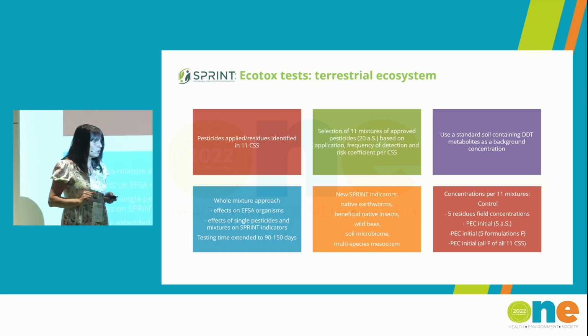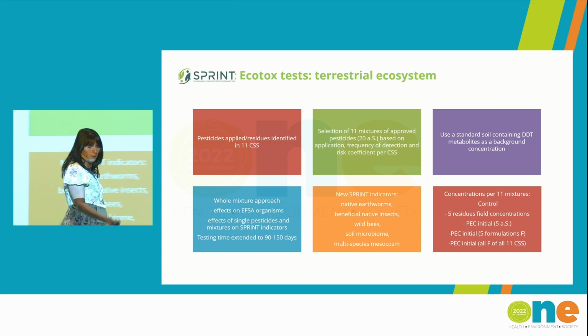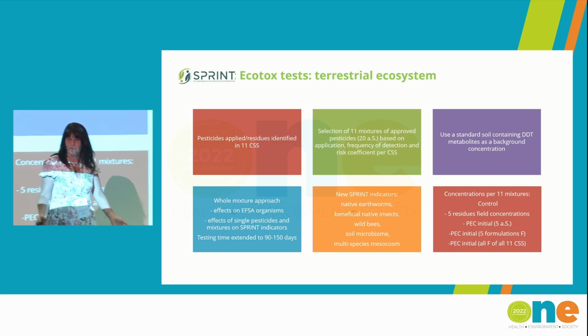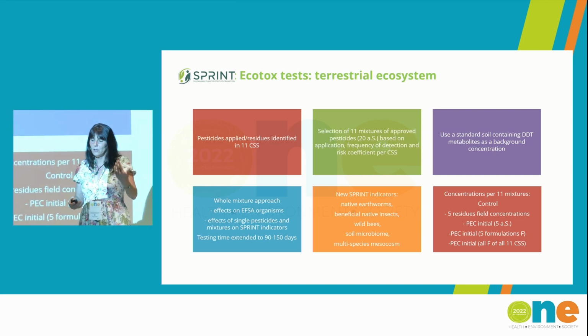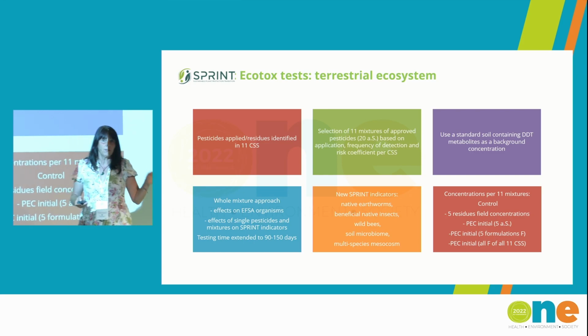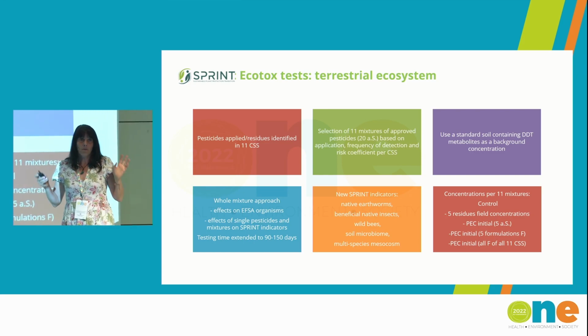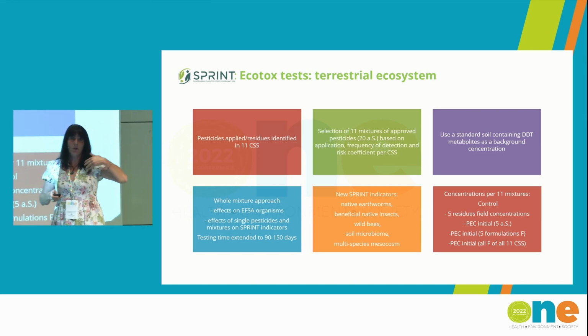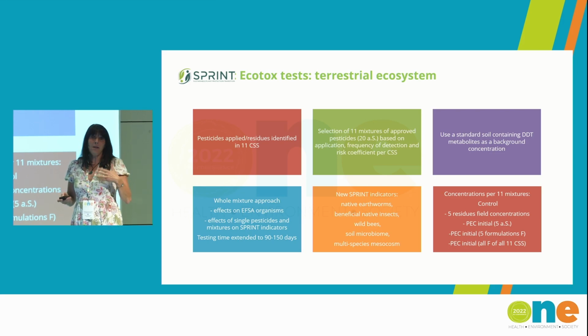What we are going to do is, we have already identified the pesticides, as I told you, the residues. From the 11 different case study sites, we select per case study site 20 active substances or their metabolites, which are either the most applied or the most frequently detected, and which have the highest risk coefficient.